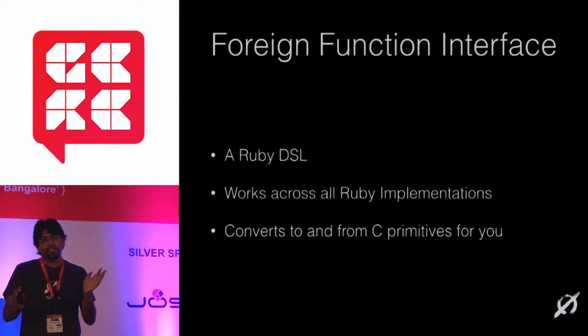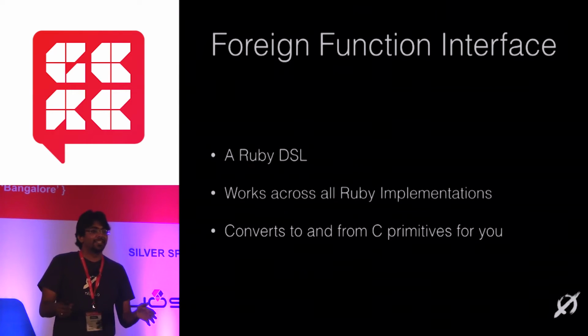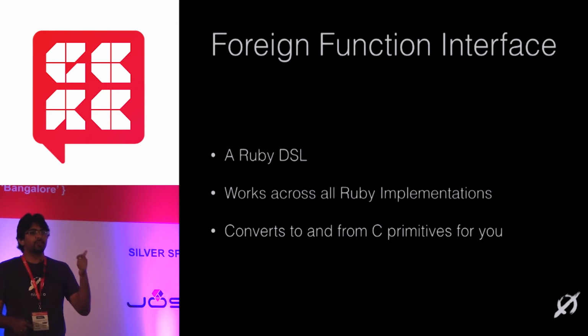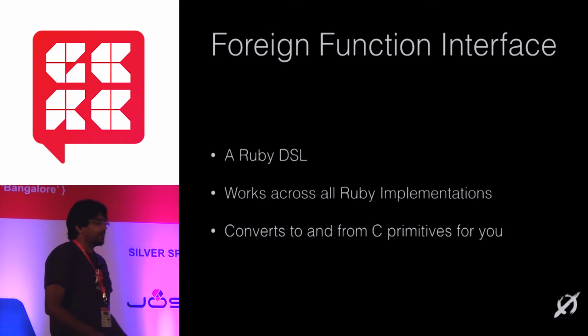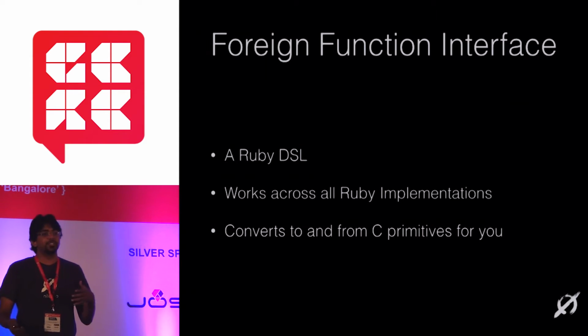I would actually say that all the Ruby implementers got together one day and said, how can we make something that will make it easy for us to integrate with libraries? So it works on JRuby, it works on MRI, it even works on MacRuby, Rubinius, you name it, it works. And it basically converts to and from C primitives for you directly.